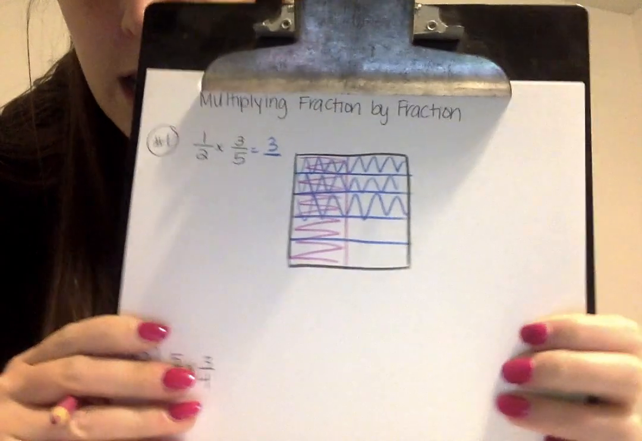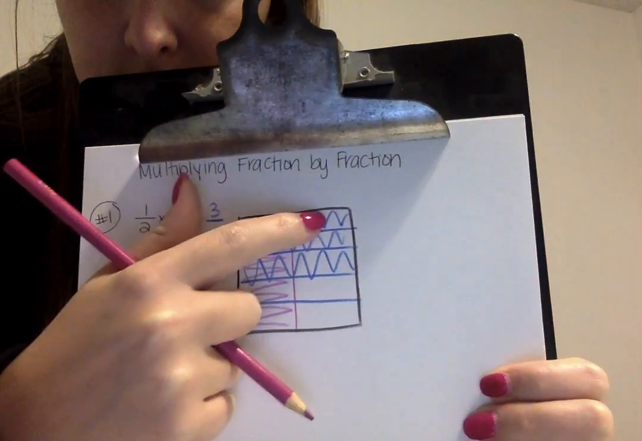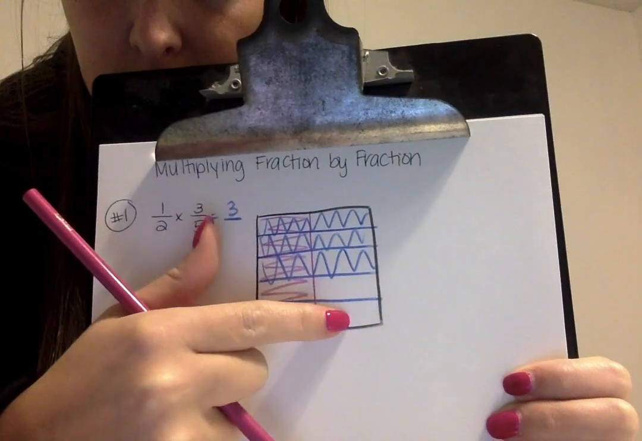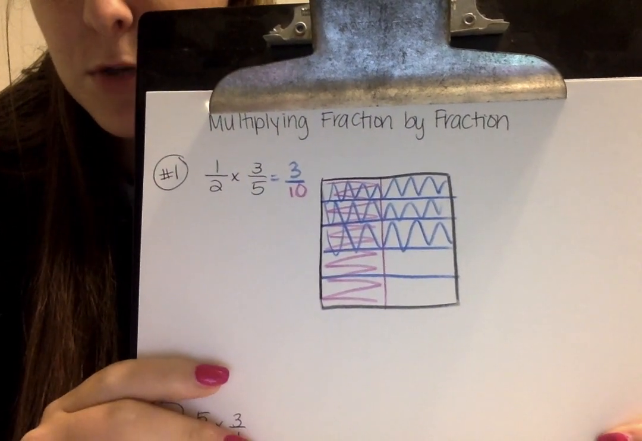And then how many pieces are in the entire rectangle? 1, 2, 3, 4, 5, 6, 7, 8, 9, 10. So 10 is going to be my denominator. So therefore, the answer to that problem is 3/10.